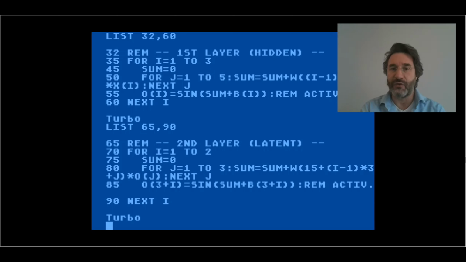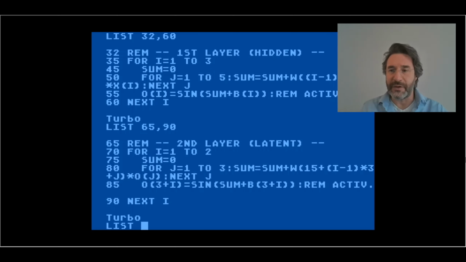We have only 2 cycles in this loop because we have only 2 neurons in the latent space. So what we do on line 75 and line 80 is the usual. We are computing the discriminant for every neuron that we have in the latent space. And on line 85, eventually we compute the output of the neurons in the latent space. Again, you see that I am using a very simple activation function, which is the sine function. So I'm keeping things very simple so that it's easy to follow the implementation.